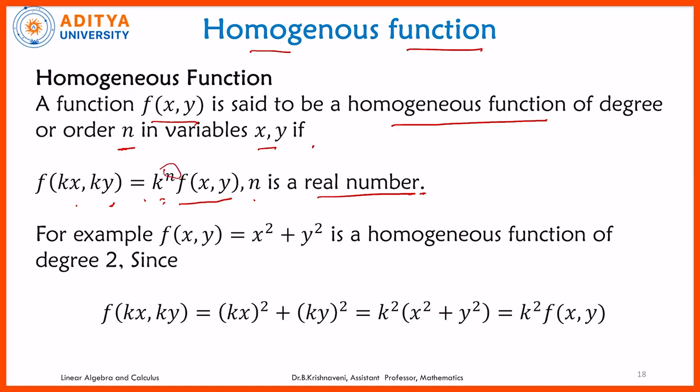So let's see an example for this. The function is f(x, y) = x² + y². So f(kx, ky) is equal to (kx)² + (ky)². That is k²(x² + y²). And x² + y² can be written as f(x, y). So clearly we say that f is homogeneous of degree n, where n is 2, that is degree 2.